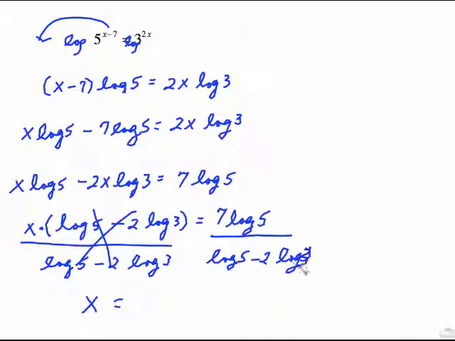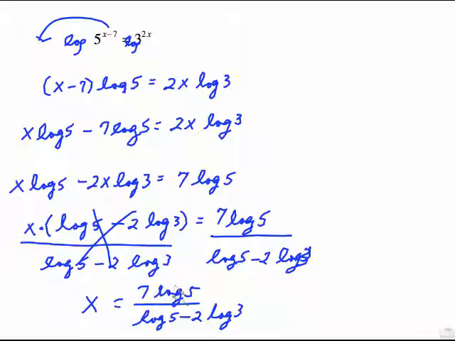This was a log of 3. So this is 7 log of 5 over log of 5 minus 2 log of 3. And that is the exact answer, keeping the log in there. You could have done the natural log, where this would be 7 ln of 5 over ln of 5 minus 2 ln of 3. Doesn't matter which one you use.